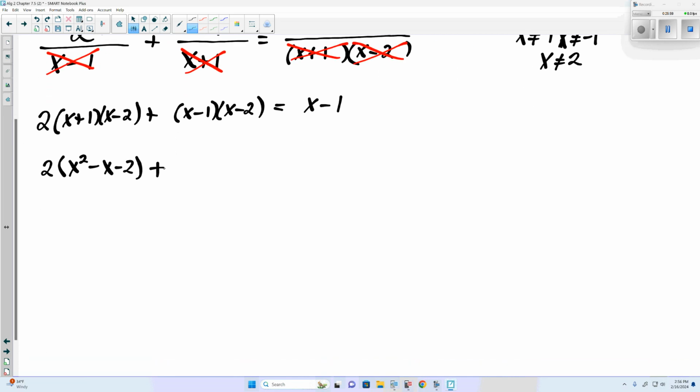I'm all for it. If we can find an easy way to get there, might as well take it. Plus x minus 1 times x minus 2. Well, we didn't factor anything to get there, unfortunately. So we're going to have to distribute this out. X times x is x squared. X times negative 2 is negative 2x. Negative 1 times x is negative x. And negative 1 times negative 2 is positive 2.